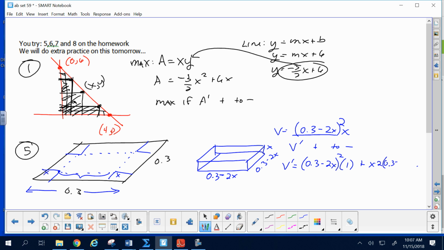The inside stays the same. Drop it to the first, but then multiply by the derivative of the inside, which is -2. Maybe I should have used that. I don't think I used the product rule on my key. Maybe I should have done that.